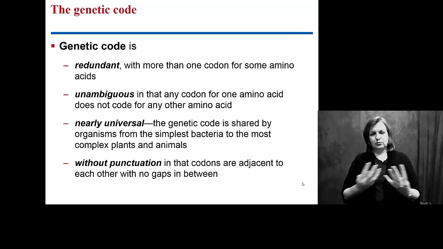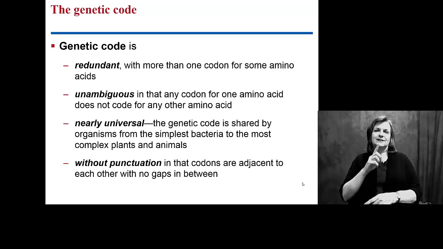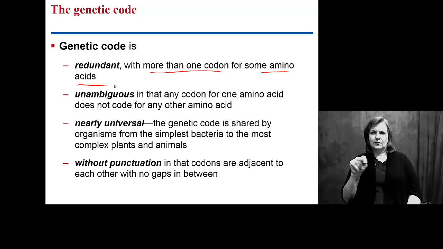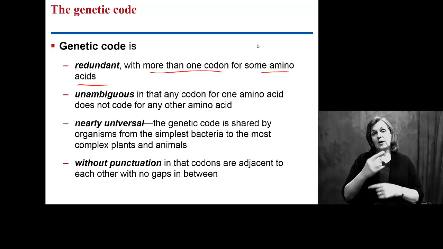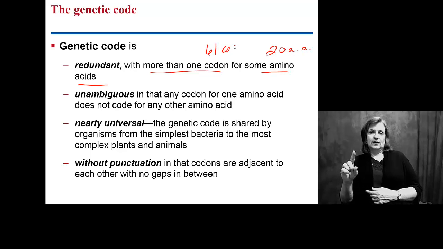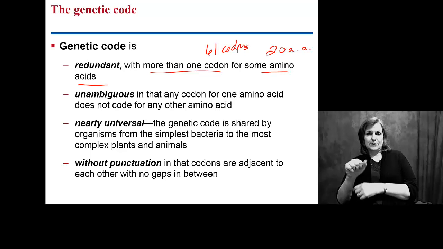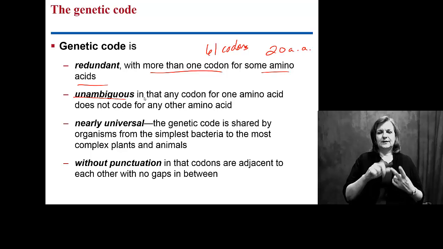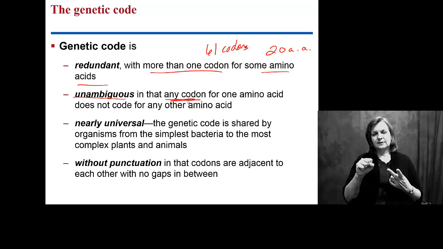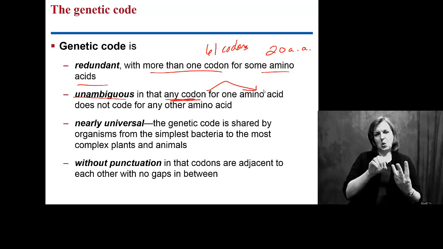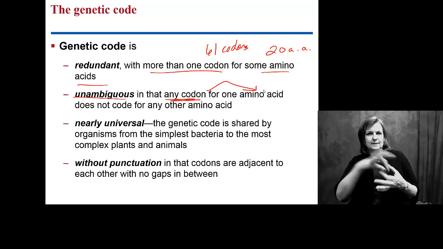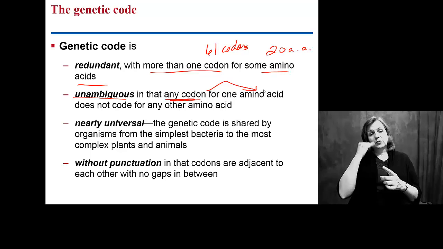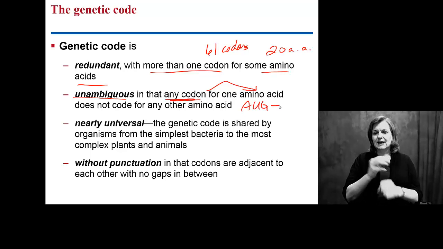The genetic code itself is what we call redundant. There's more than 1 codon for each amino acid. So if you have 20 amino acids and you have 61 amino acid codons, you've got more than 1 that will code an amino acid. It's what we call unambiguous. It means that for any single codon, it will only give you 1 amino acid. There may be more than 1 codon that would give you that same amino acid, but if I have AUG, I can only ever get methionine. I don't have any other choices.